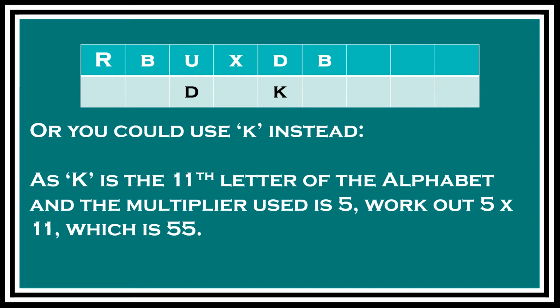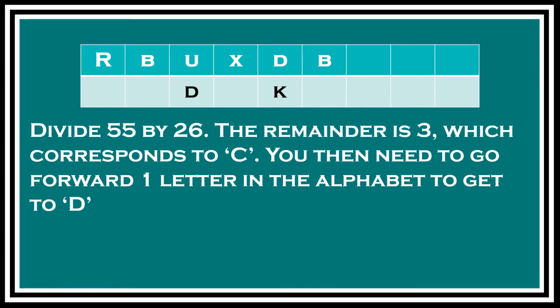K is the 11th letter of the alphabet, and we have found the multiplier to be 5. So 5 times 11 is 55, and if we take the remainder on division by 26, we get 3, and that corresponds to the letter C. But K encoded to D, so we need to move one letter forward in the alphabet to get to D.